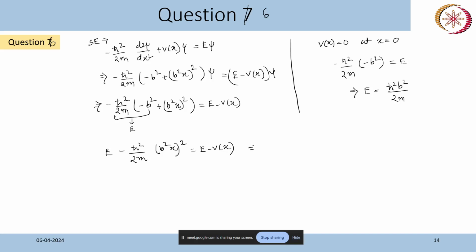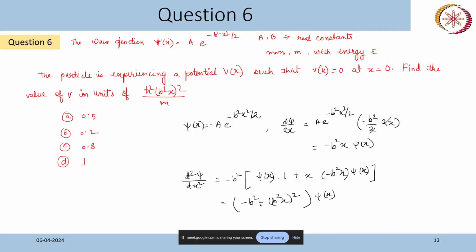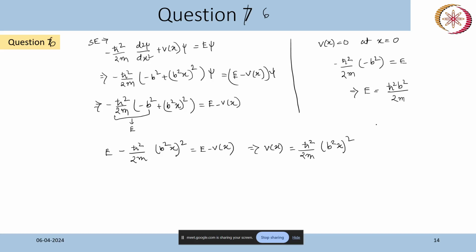Okay, that means Vx is equal to h bar square by twice m b square x whole square. So we have to write Vx in some form like this. Let me check. So we have to write h bar square b square x whole square by m. So let me take the half common, so that is 0.5. That will be exactly the part that is given in the question. So this is h bar square b square x square by m.